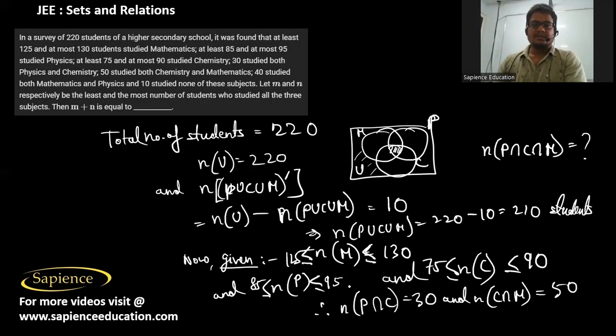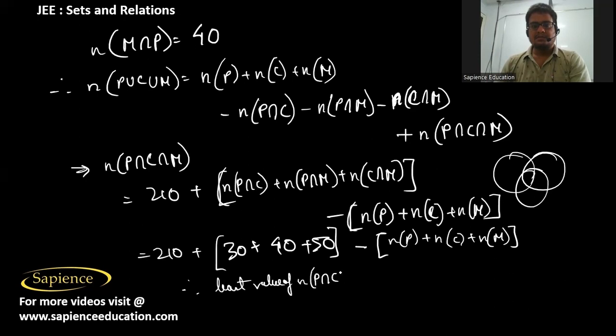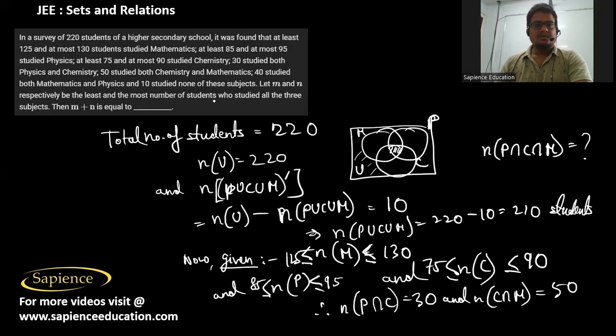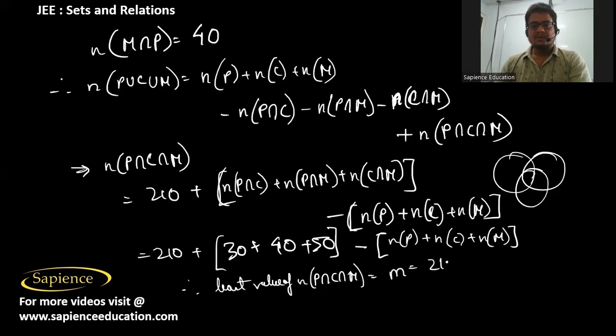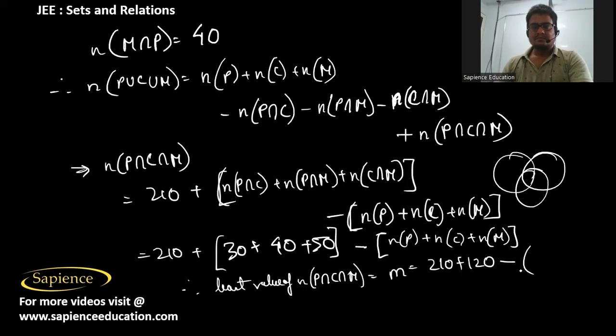plus n of C plus n of M. Now therefore, for the least value of n of P intersection C intersection M, which is M, M will be equal to 210 plus 120 minus the maximum value of n of P plus n of C plus n of M. So its maximum values are 130, 95 and 90. So this will be 130 plus 95 plus 90.